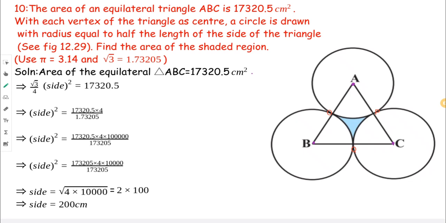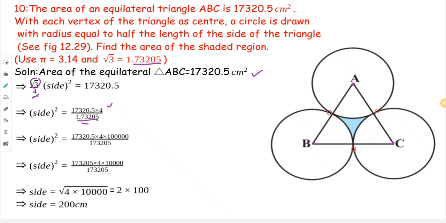How do you do this? From the area of the equilateral triangle they've given to us. Then what is the formula for the area of an equilateral triangle? Root 3 by 4 side square, right? So now we'll do cross multiplication. This 4 will go up and this root 3 will come down, but it will also take the value of root 3 to be equal to 1.73205. So I'm just writing it down directly.